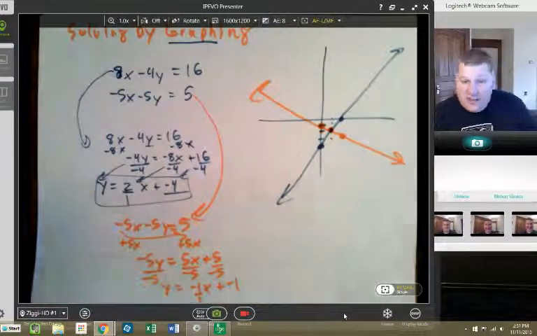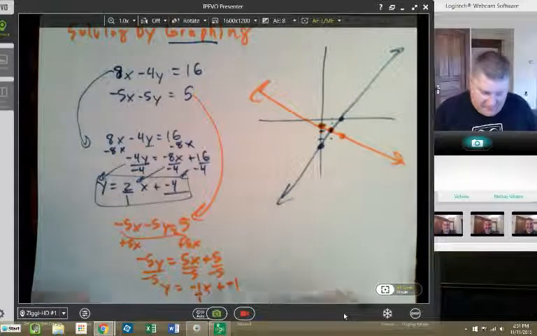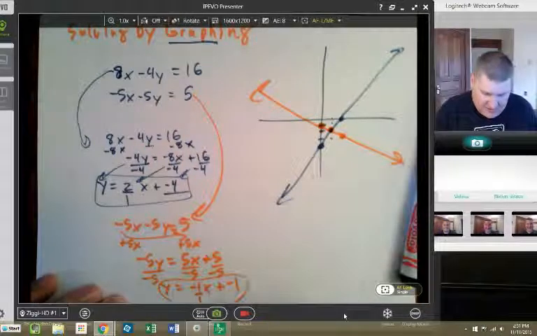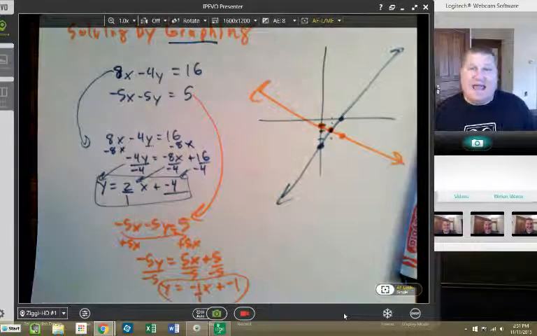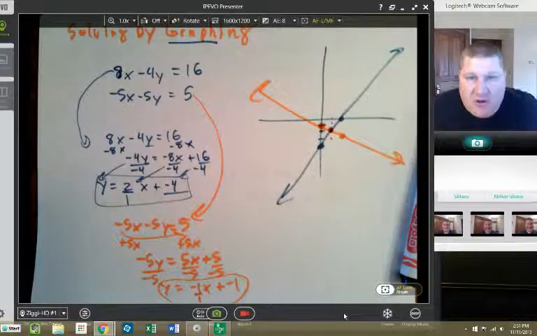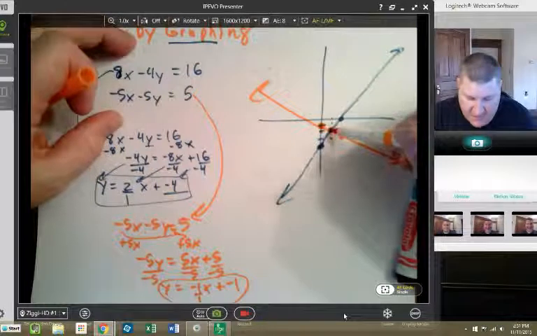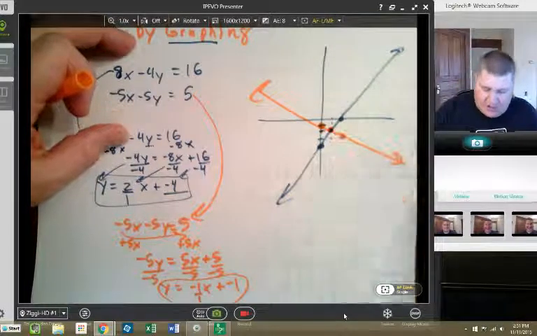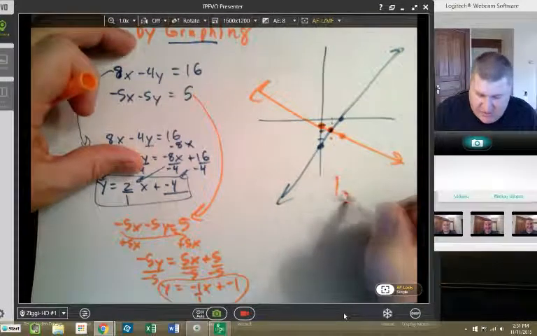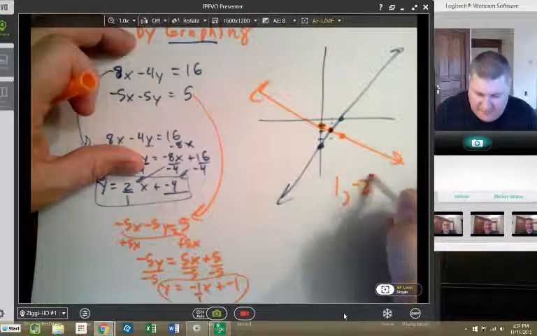So by crossing right there, we need to figure out where that is. Well, when I am solving by graphing, what I'm going to do is graph both lines, and I'm going to guess where these two lines cross. And in this case, I guess that it looks like about over 1 but down 2. So I think the solution here is something like 1 comma negative 2.